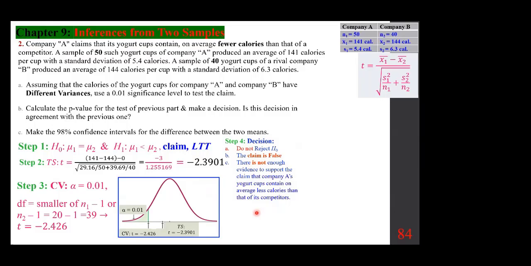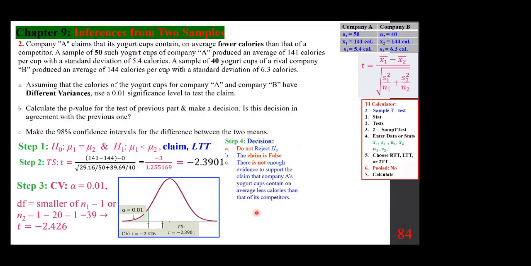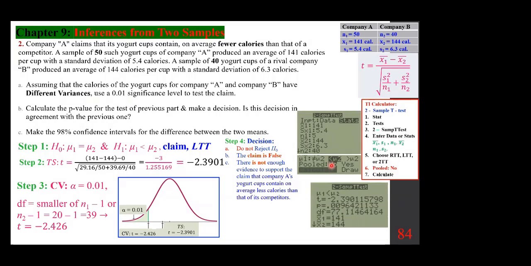Now, let's look at the calculator work. We use two sample t-test again. When you do that, you have a choice of pooled, which you say no, because we are not assuming equal variances. And when we plug in, pay attention, we put no here. Here's the result. Now, this is a different result, and I want to explain that to everybody. Notice we chose degrees of freedom to be 39, whereas degrees of freedom here is 77.11. Why is that?